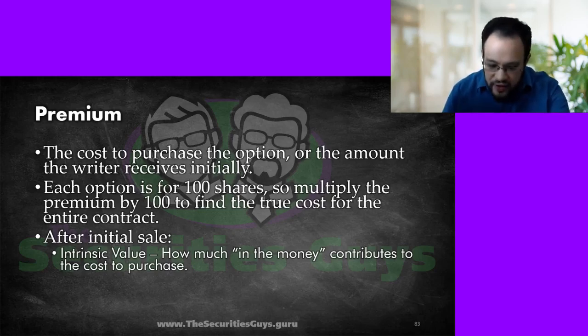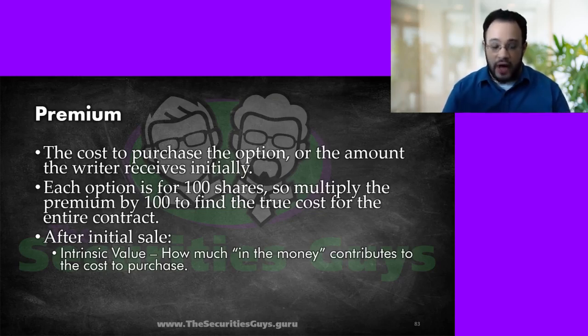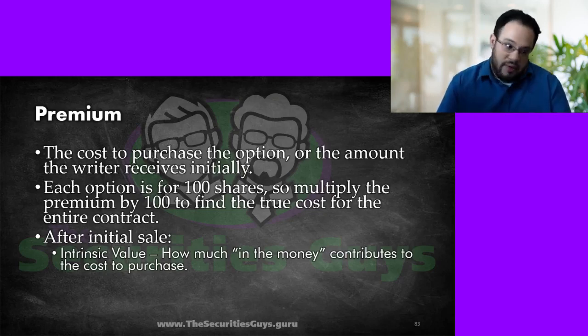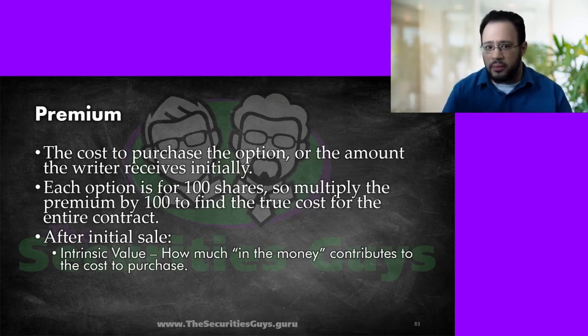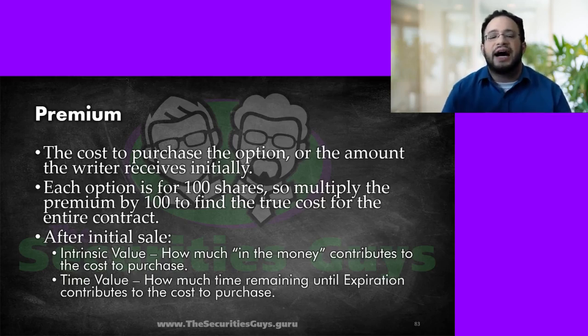My option for 50, that's currently trading at 60, I don't want $10 for it. I mean, I've still got 6 months. I think the stock's going to go up higher. I want you to give me $16 for it. I know it's worth 10, but you have 6 months of potential growth. I don't know, maybe it'll go down, but I think it's going to go up. So you also have what's called the time value. How much time remaining is going to affect the purchase price?